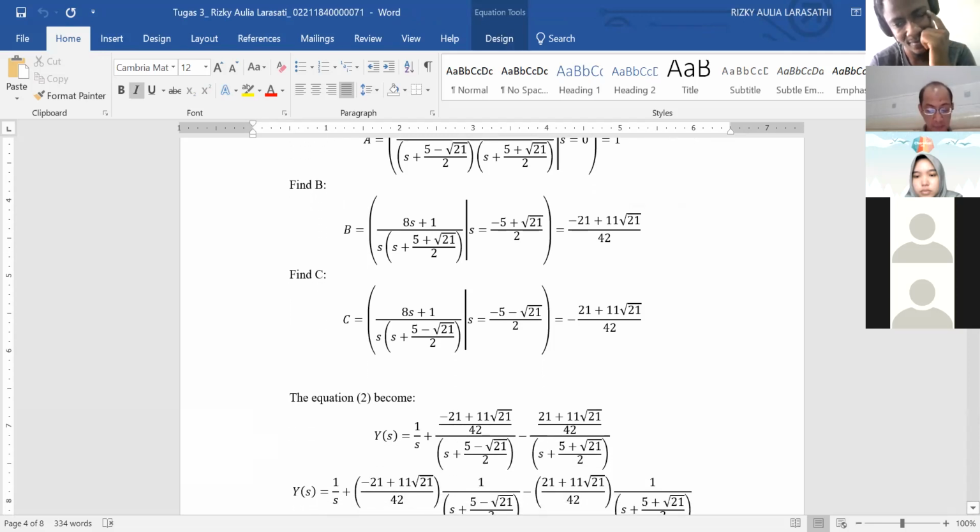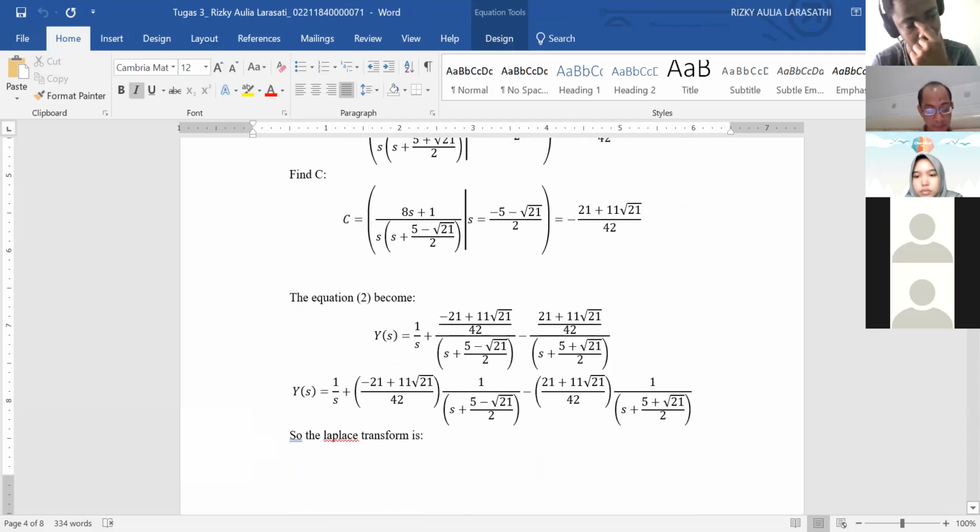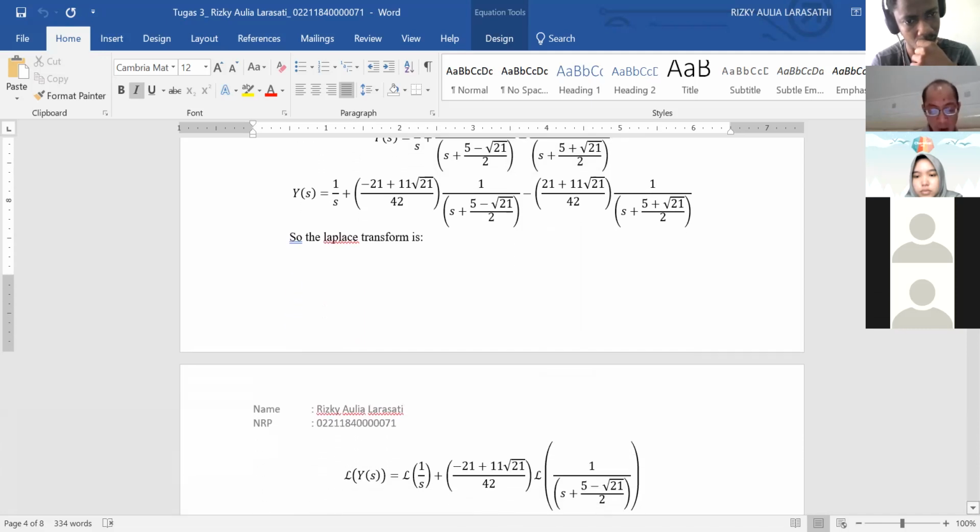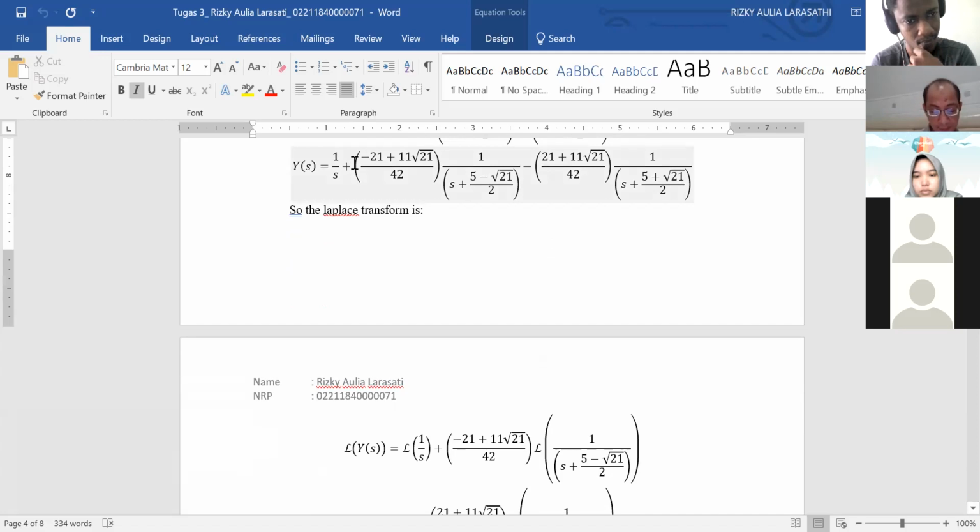And then the equation 2 becomes Y(s) equals 1 per s plus (minus 21 plus 11 square root of 21) per 42 times 1 per (s plus 5 minus square root of 21 per 2), minus (21 plus 11 square root of 21) per 42 times 1 per (s plus 5 plus square root of 21 per 2).